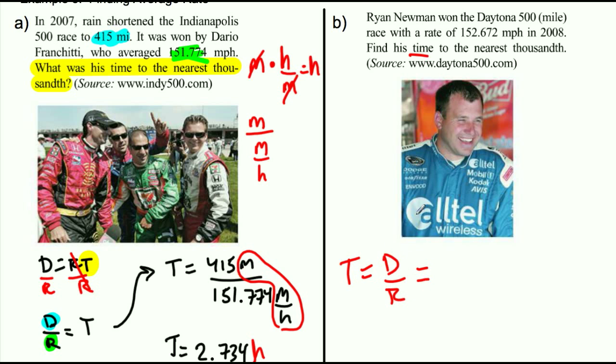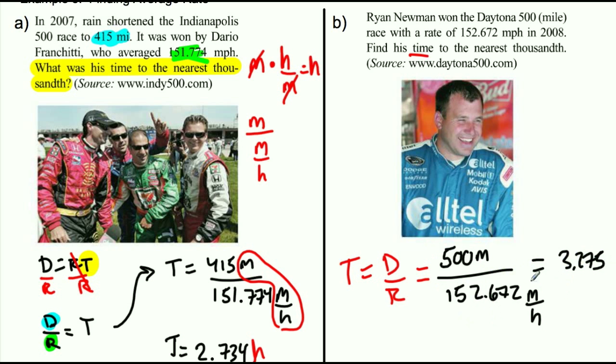Now let's just go ahead and replace d and r. Well, our distance is 500 miles, and our rate, it says right here, 152.672 miles per hour. Okay, so doing that calculation on your calculator, 3.275. And since this is the same thing, we've already learned that m over h is just h. So it'll take 3.275 hours. And that is an h right there. And there it is.